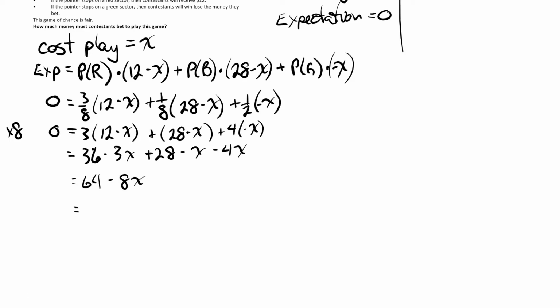Rearranging to move the 8x over to the other side, 8x equals 64. Therefore, x is equal to 8. So in order to have a fair game, the bet should be $8.